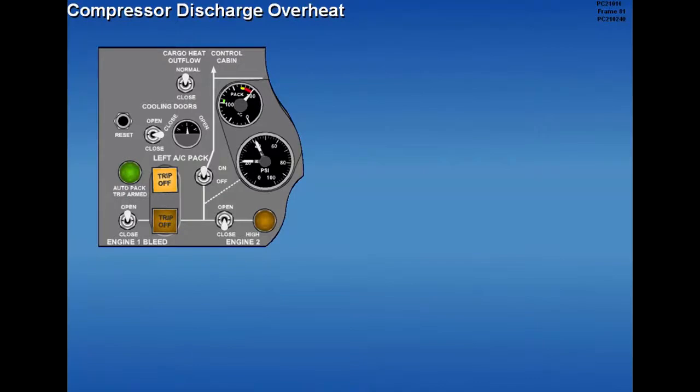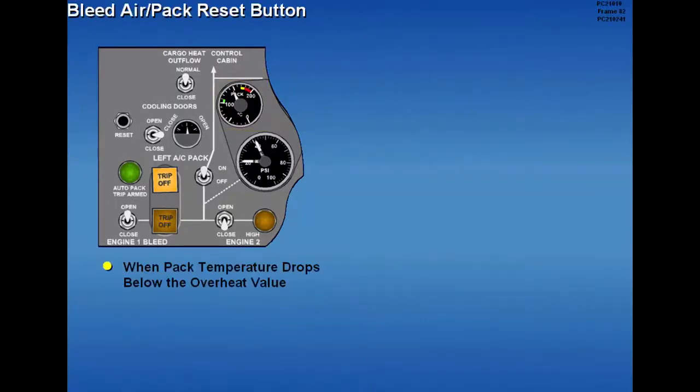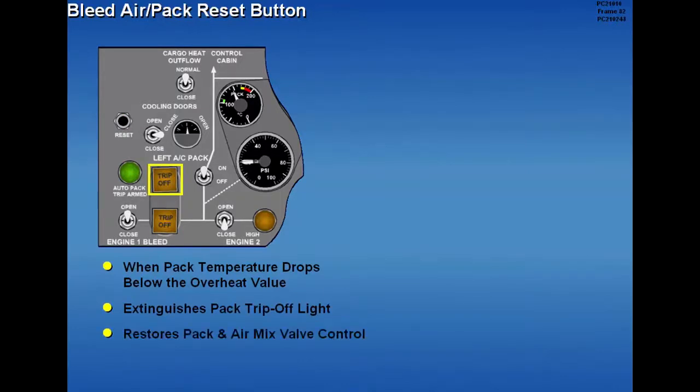Compressor discharge overheat verification is observed by reading the pack temperature indicator needle in the red radial. When the pack temperature drops below the overheat value, pressing the bleed air pack reset button extinguishes the pack trip-off light and restores control of the pack valve and air mix valve.